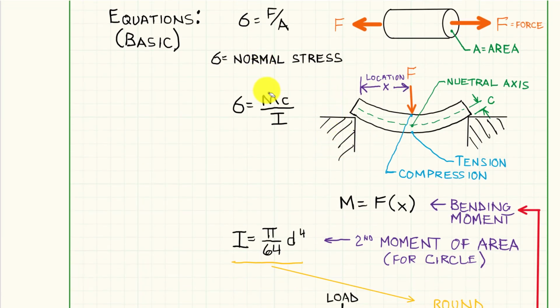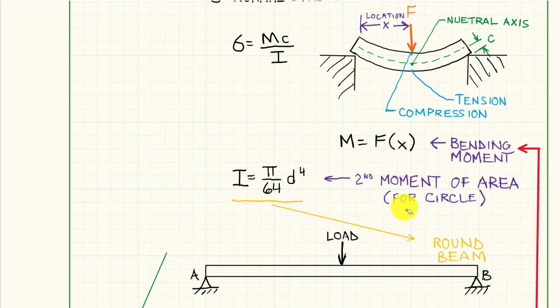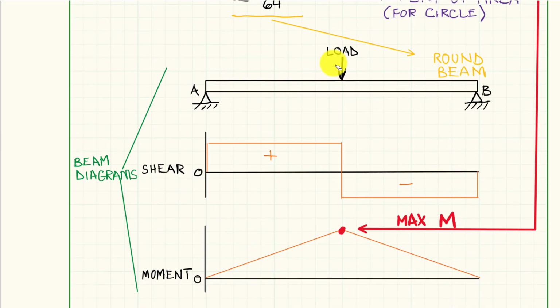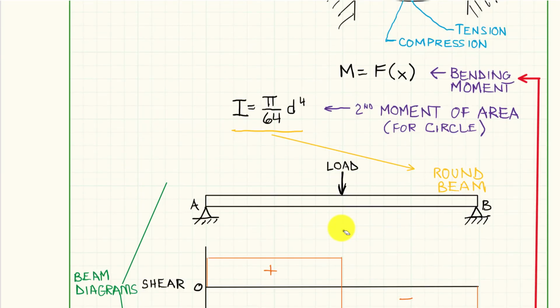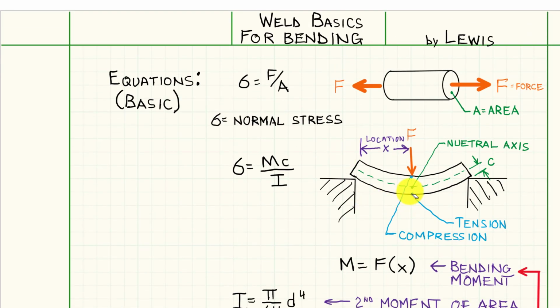You can figure out this M right here, the max bending moment, by the location. Now, what x would I use? Remember, you guys did beam diagrams where you did the shear and the bending moment diagrams right here, and we could figure out the max moment. For this problem, the max moment would be right here, so we would want to calculate the maximum stress at that value.